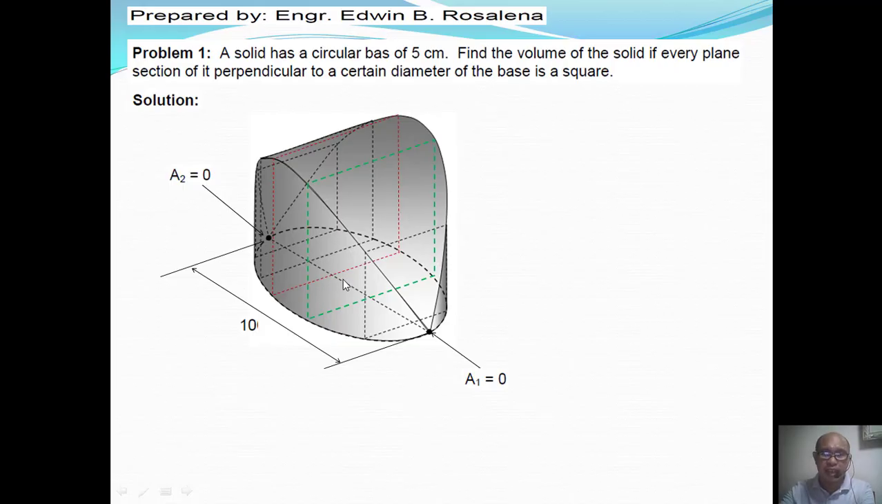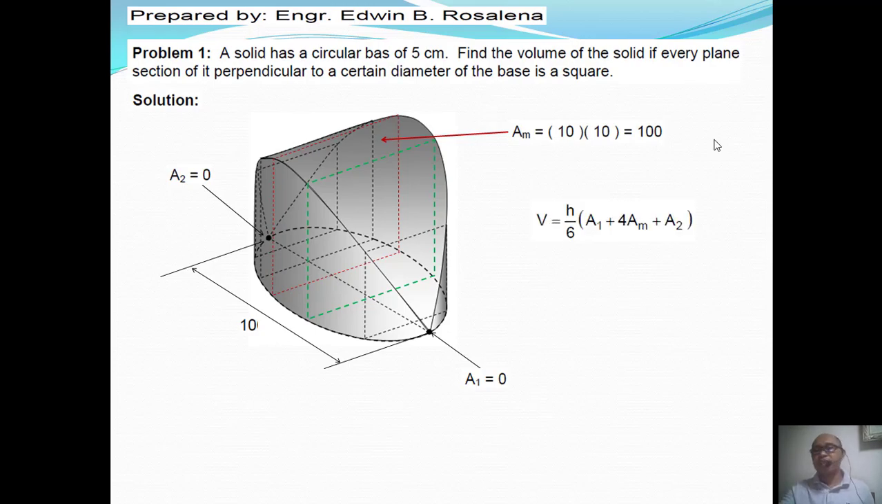So this is at r equal to 5, so meaning this is also 10. This is 10. So I can solve for the area of the middle section. That is 10 times 10, which is equal to 100. So I can now solve for the volume of the solid. So h over 6, area 1 plus 4 times the area of the midsection plus area 2. Substituting values, all are there. H is 10, 0, 0, and then 100. So substituting values, that is 166.67 cubic centimeters.